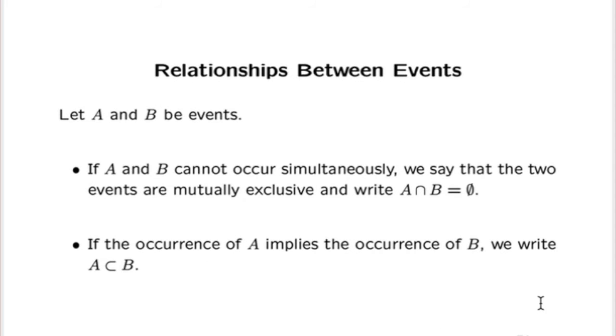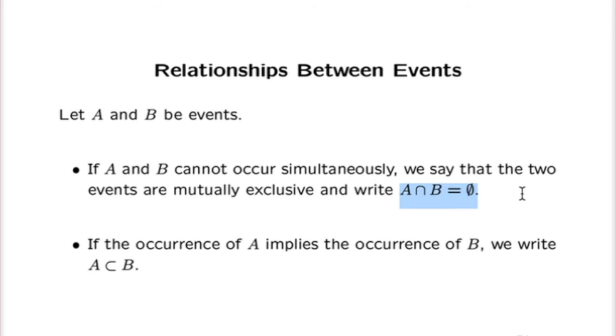All right, now we're going to look at relationships between events. And so let's let A and B be events. Now, if A and B cannot occur simultaneously, then we say that the two events are mutually exclusive, and we express that this way right here.